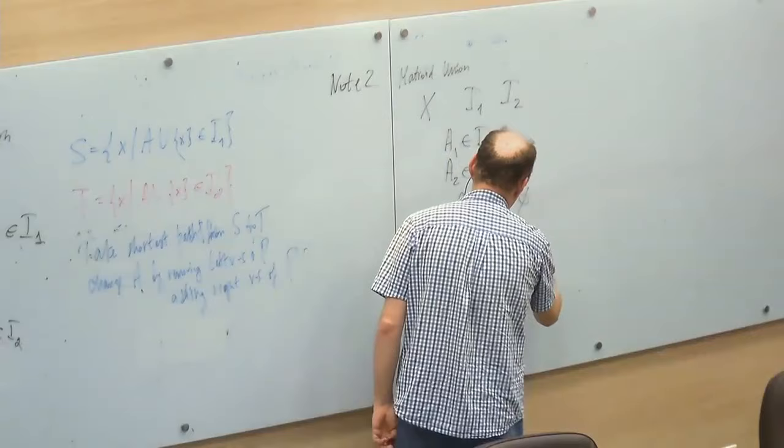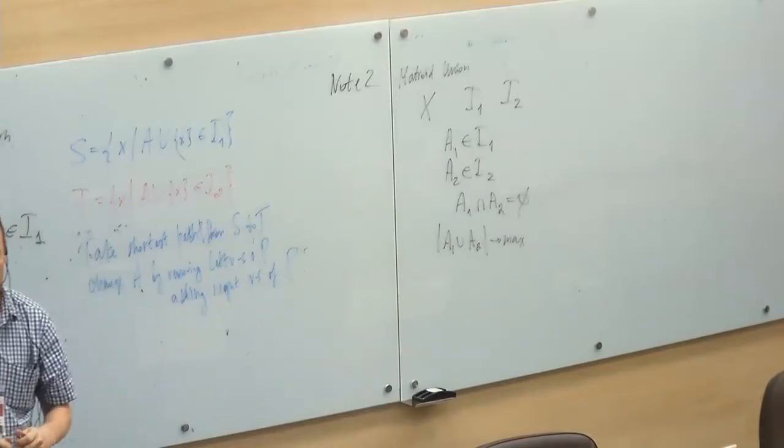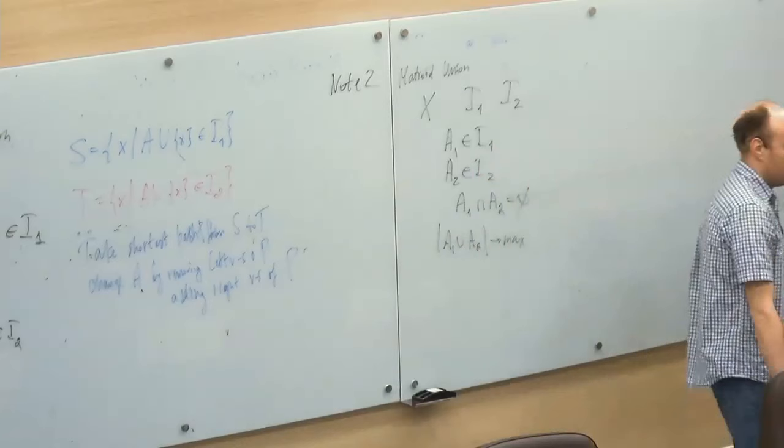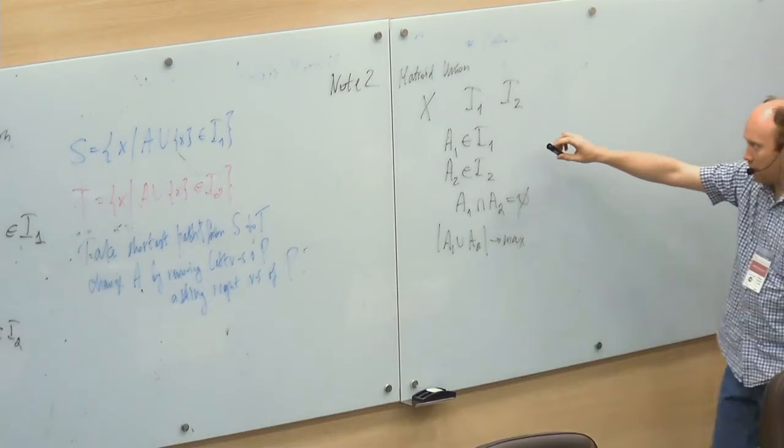It's like when you have one matroid, you want to find the maximum size set. That's what the greedy algorithm does, and we can even add weights. But now we want to find two independent sets, not intersecting, of the greatest total size. Now I1 and I2 do not interact in this case, unlike in the intersection case. You just have two parts, one independent in the first sense, one in the second.